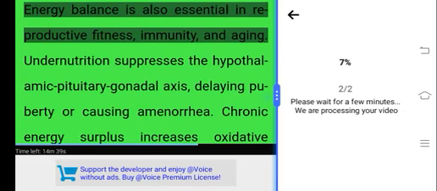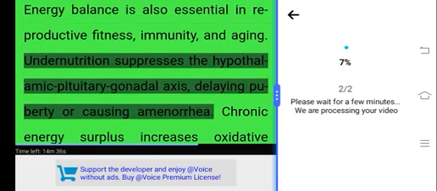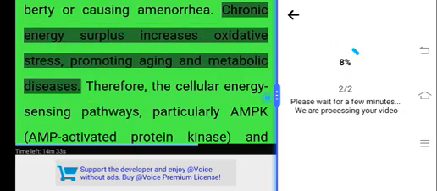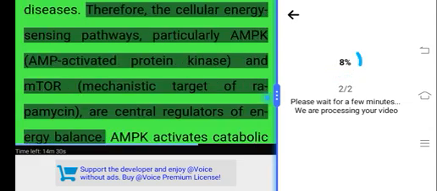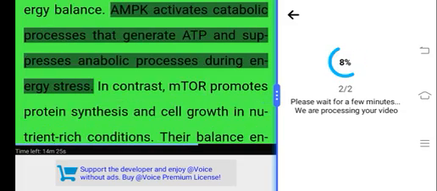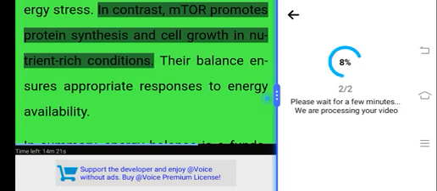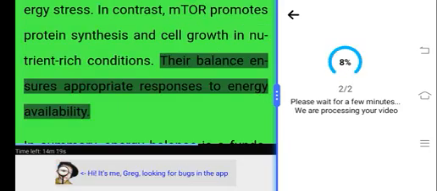Energy balance is also essential in reproductive fitness, immunity, and aging. Undernutrition suppresses the hypothalamic-pituitary-gonadal axis, delaying puberty or causing amenorrhea. Chronic energy surplus increases oxidative stress, promoting aging and metabolic diseases. Therefore, the cellular energy sensing pathways, particularly AMPK (AMP-activated protein kinase) and mTOR (mechanistic target of rapamycin), are central regulators of energy balance. AMPK activates catabolic processes that generate ATP and suppresses anabolic processes during energy stress. In contrast, mTOR promotes protein synthesis and cell growth in nutrient-rich conditions. Their balance ensures appropriate responses to energy availability.